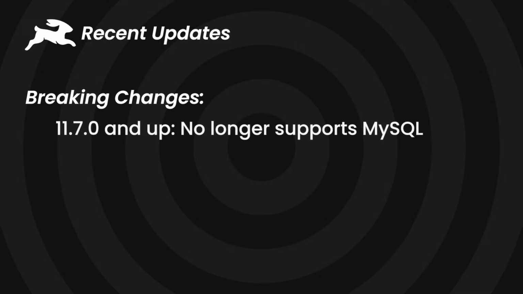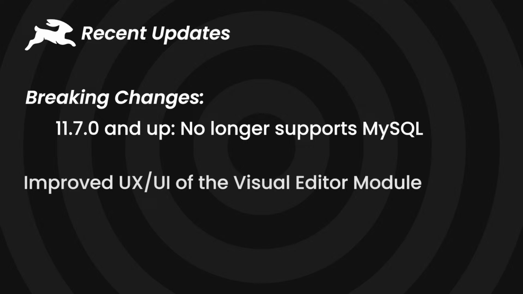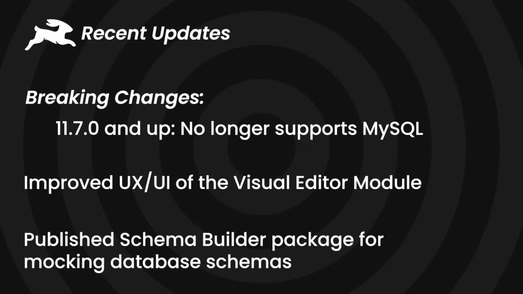As of Directus 11.7.0, we will no longer be supporting MySQL 5.7 in the API. So keep an eye out for that. One of the biggest improvements we've made is in the UX and UI of the Visual Editor module, so go check it out. Lastly, we've published the Directus Schema Builder package for mocking database schemas. So that's an overview of what we've been working on over the last month. Be sure to check out further details of the Visual Editor module improvements later on.